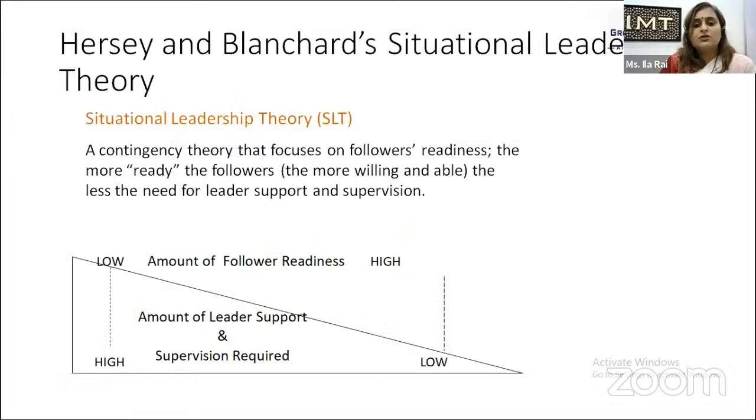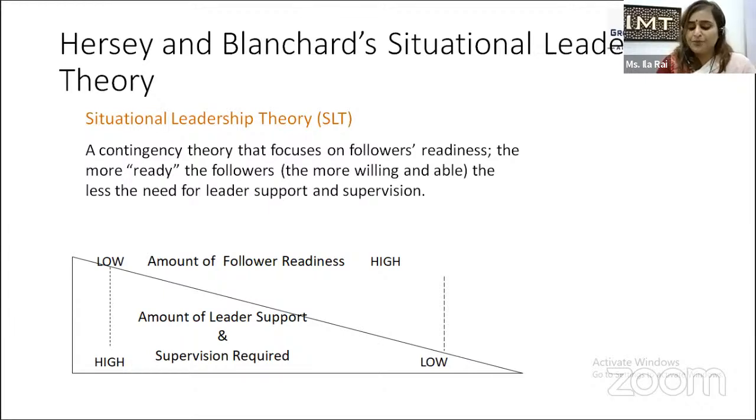Now we move to the Hersey and Blanchard situational leadership theory. This model says that a leadership style is based on followers' readiness. The more willing and able the follower is, the less leader's support is required. So there are two extreme ends, as you can see in the diagram. If the followers' readiness or willingness to follow a leader is low, then the leader has to put in a high amount of supervision and support. But if the followers' readiness is high, then the leader has to put in low supervision and less effort in this situation.